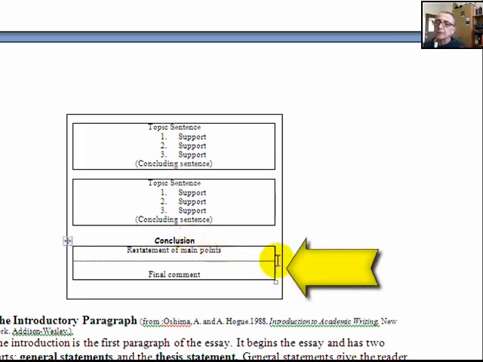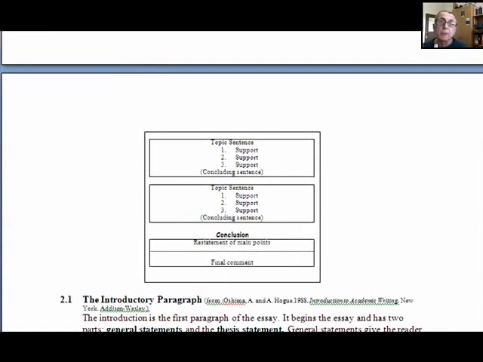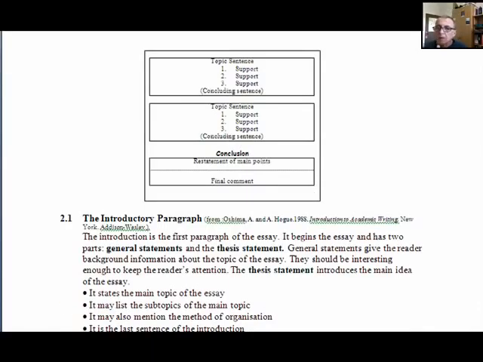Last of all, we have the conclusion, and as we said earlier, the conclusion consists of 2 parts. It begins with a restatement of the main points, which is really a restatement of the thesis statement, and final comments. Okay, no new ideas, no new arguments in the final comments. This is really just like saying a kind of goodbye, or telling the reader that the essay has now finished.